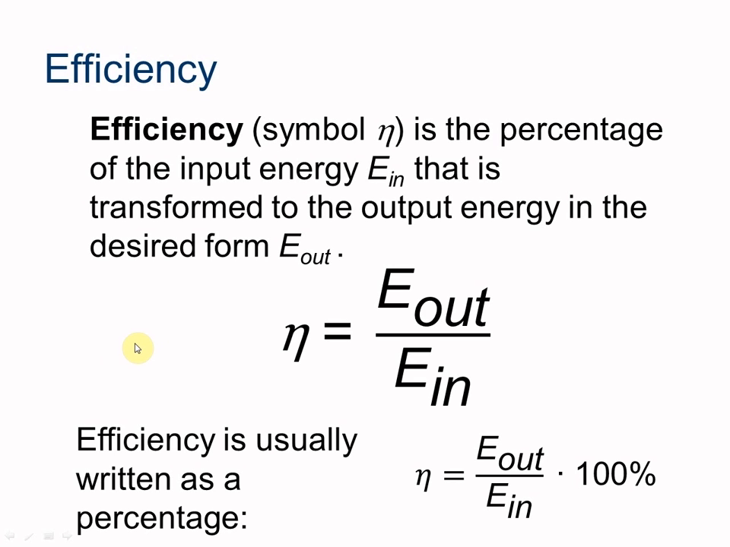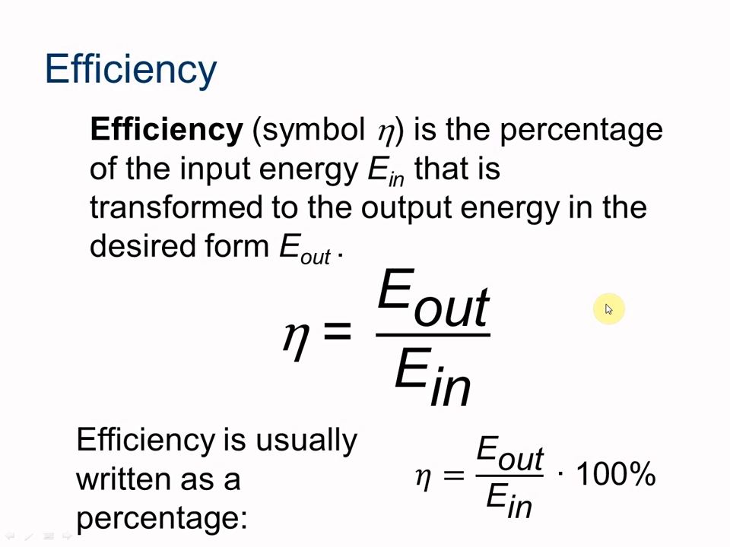So how do we calculate that? Well, efficiency, we're going to use a symbol. It looks like a little n right there, that little symbol. It's pronounced eta, E-T-A, eta. So the symbol eta is going to be used, and it's a percentage of the input energy that is transformed to the output energy in our system.